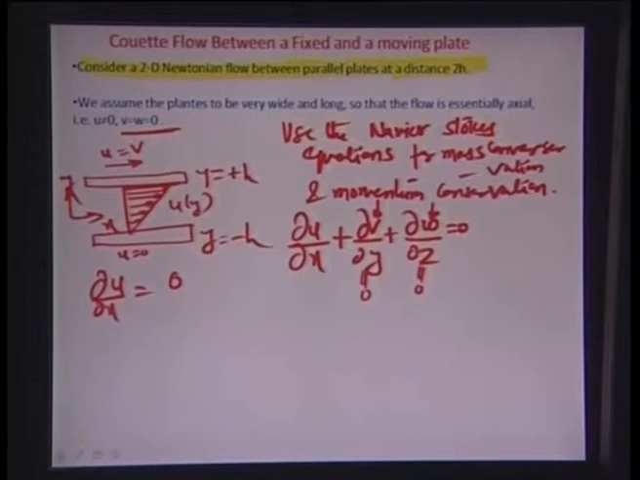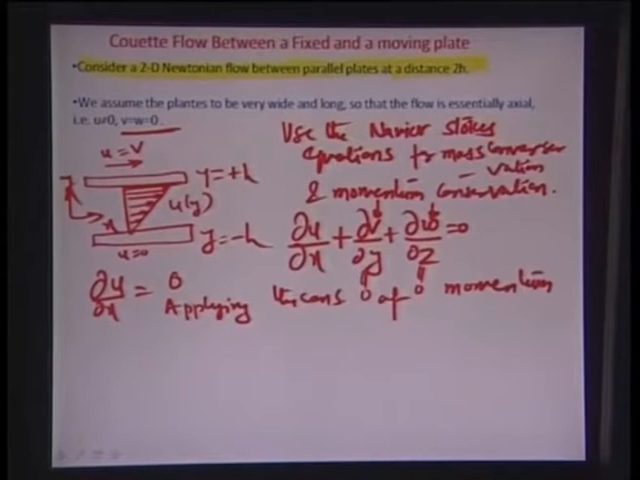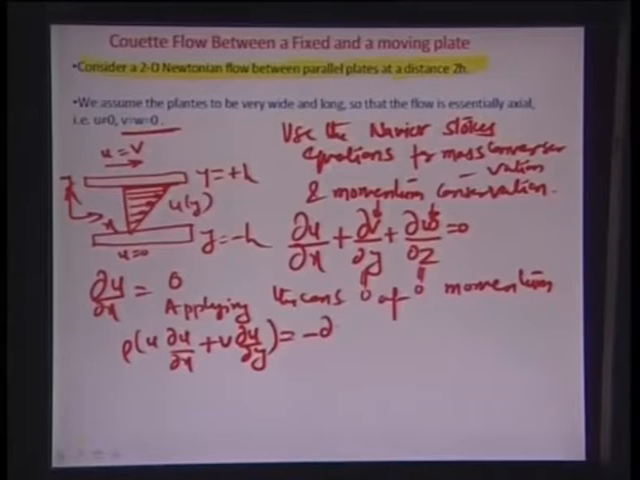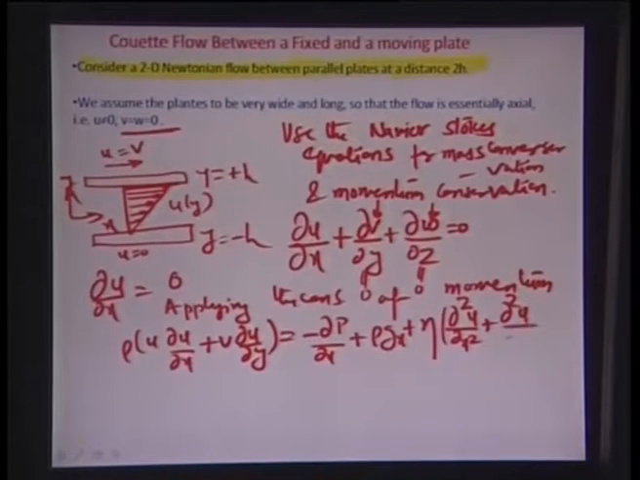Similarly, if we apply the conservation of momentum, we have rho times u du by dx plus v du by dy equals minus the pressure gradient dp by dx plus this body force term rho gx plus viscosity times del 2u by del x2, plus the shear term really, del 2u by del y2.